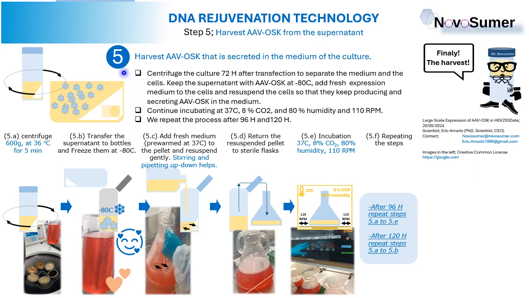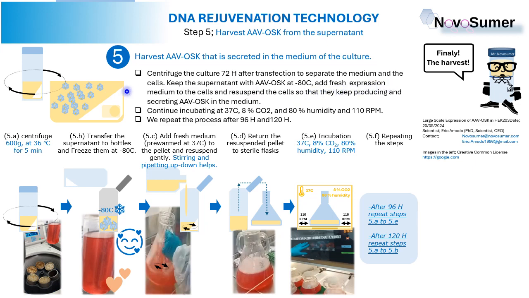Okay, so let's go for it. Step number 5, harvest EV-OSK that is secreted by the cells in the medium of the culture. Okay, so we centrifuge the culture 72 hours after transfecting to separate the medium and the cells. As you can see here, the cells will be at the bottom of the tube, and the supernatant with the EVOs will be on top of the cells. Okay, so we centrifuge and we keep the supernatant with EVOs at minus 80 Celsius degrees. So we will freeze the supernatant.